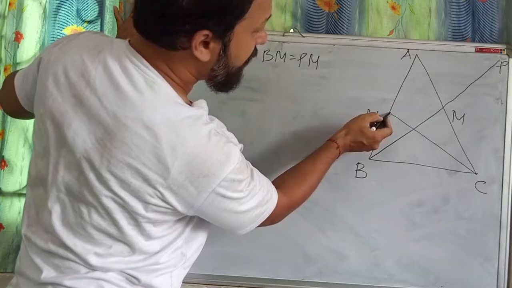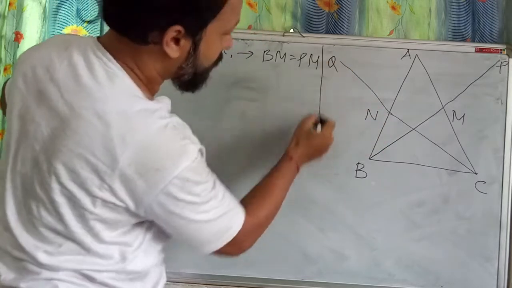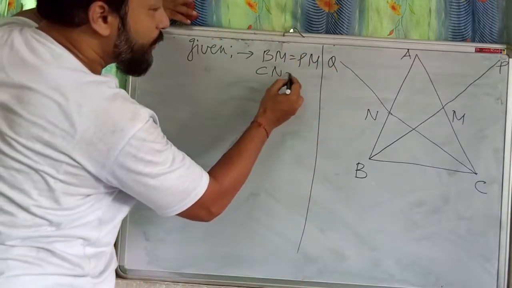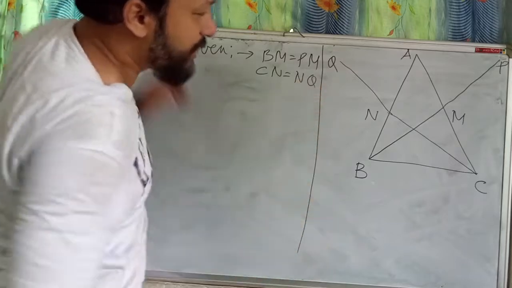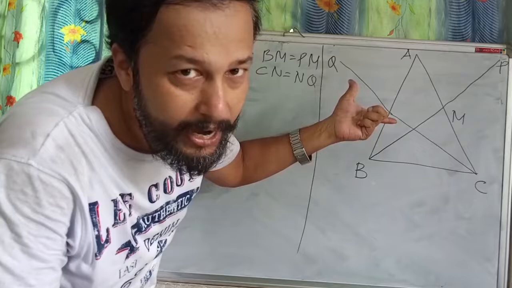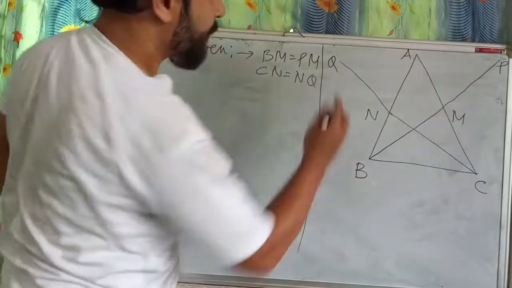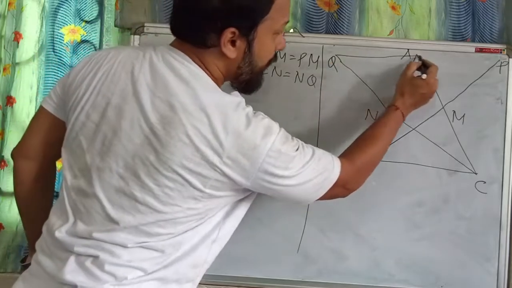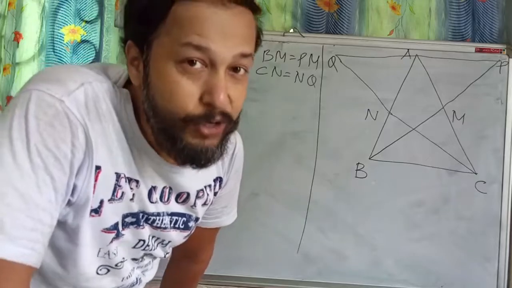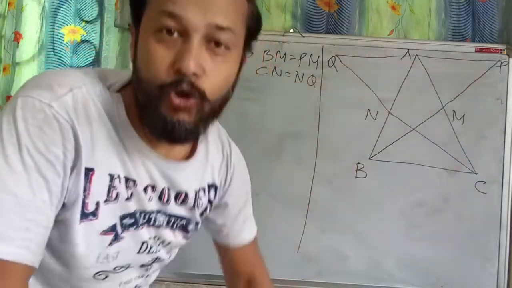And CN also we are producing to Q such that CN equal to NQ. That is given. CN equal to NQ. That is also given in the question. Okay. Now we will join QAP. We are joining QAP.